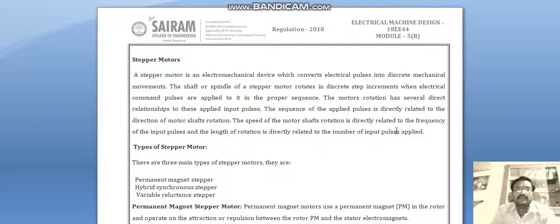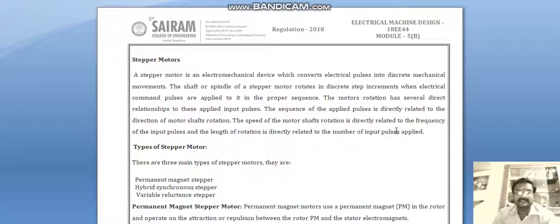Hi to all. In this video, we are going to see about stepper motors. This is also a special type of motor. It will rotate step by step. A stepper motor is an electromechanical device which converts electrical pulses into discrete mechanical movements. Not a rotation, it's a movement, step by step. The shaft or spindle of a stepper motor rotates in discrete step increments.